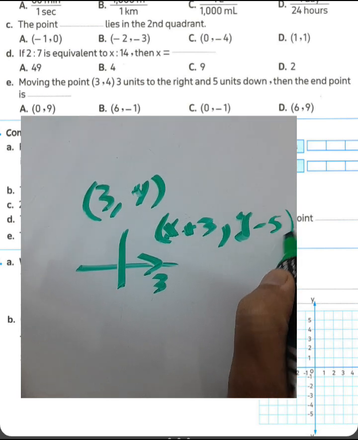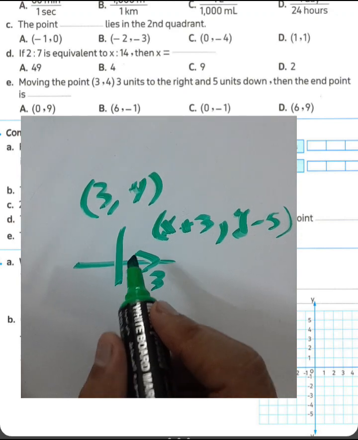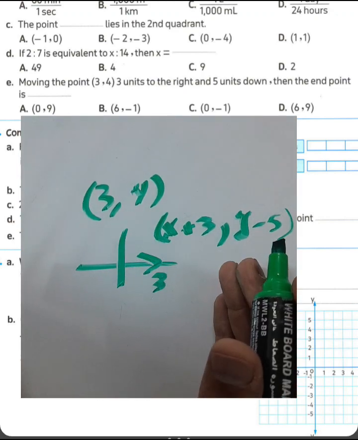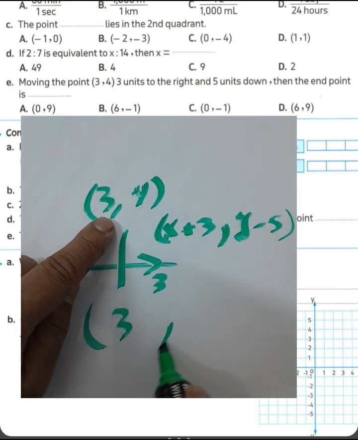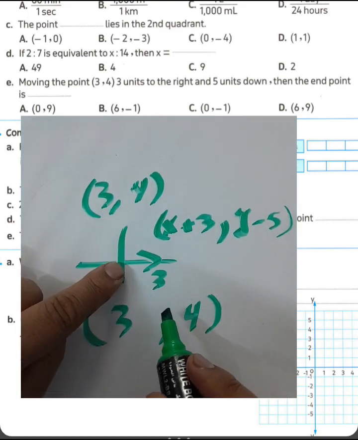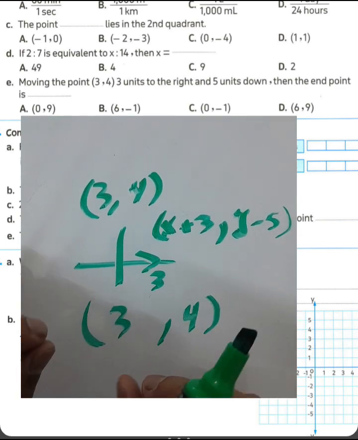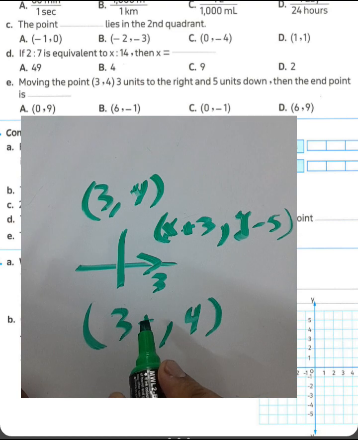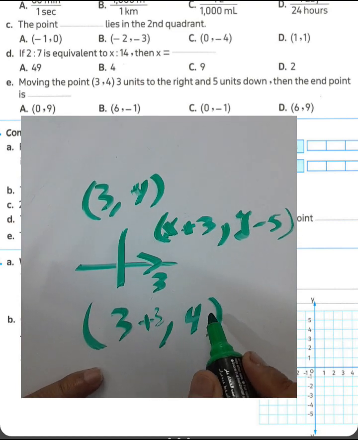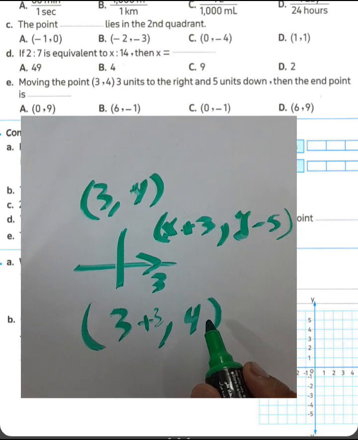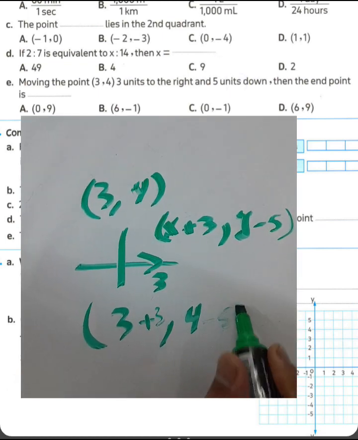Y minus 5. Again, we have the point (3, 4). It tells us to move the point 3 units to the right, which means add 3 here. Okay, and down, 5 units down. 5 units down means subtract 5 from the number.